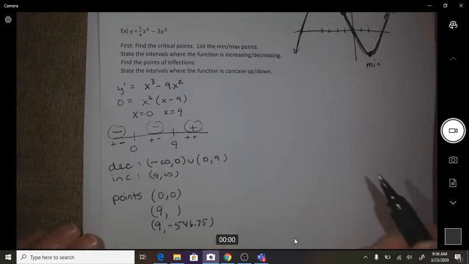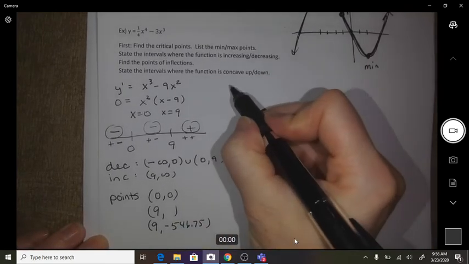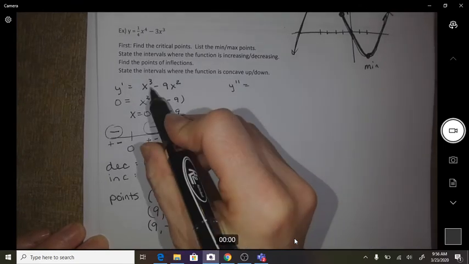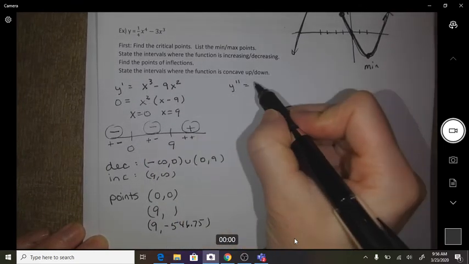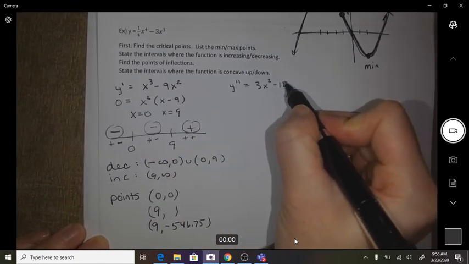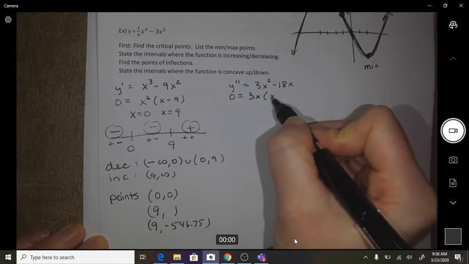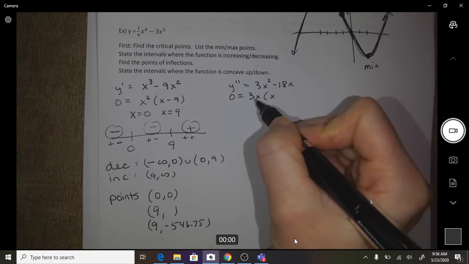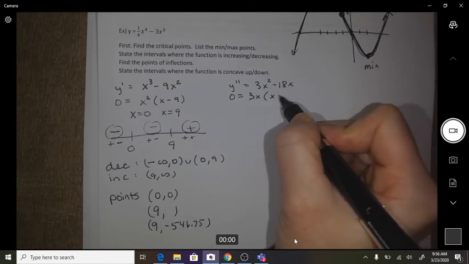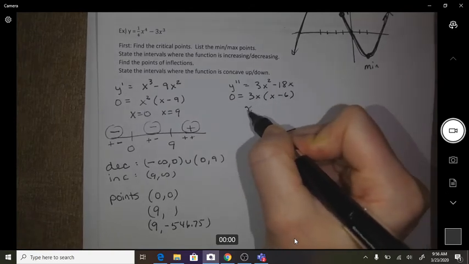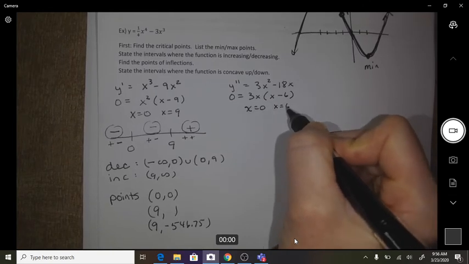Okay, so now let's do our concavity. So y prime prime. If I derive this, 3x squared minus 18x, where is it 0? I'm going to factor, take out a 3x. So at x equals 0 and x equals 6.